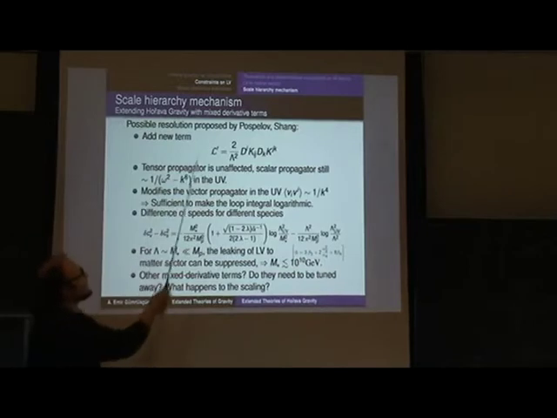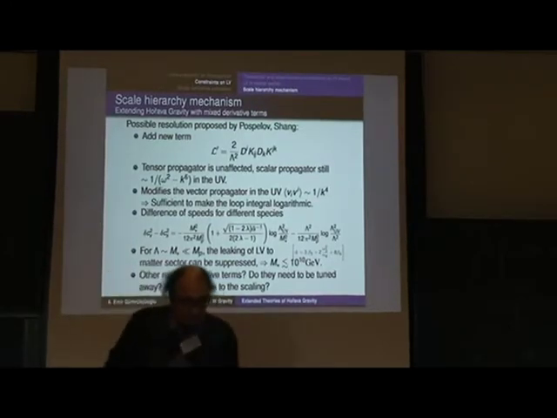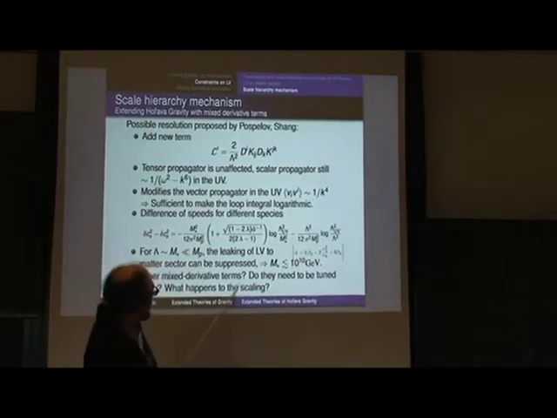So basically they're using some term that seems to be beyond the whole counting arguments. And there are many terms they can add, but they only take one of them. There are other mixed derivative terms. So one needs to understand whether the other ones need to be tuned away, and also what happens to the scaling of the theory. I will answer this question last.